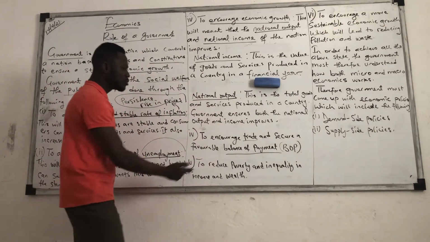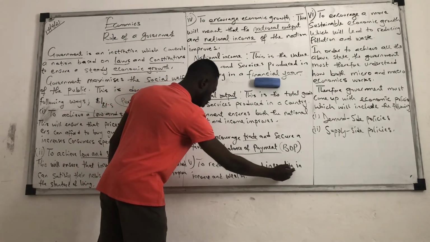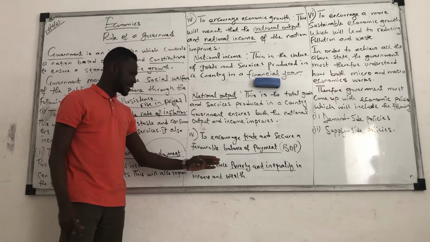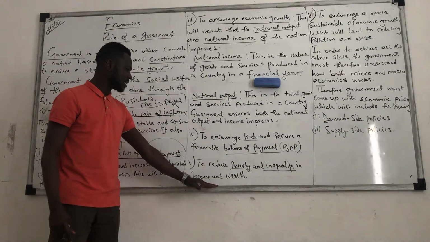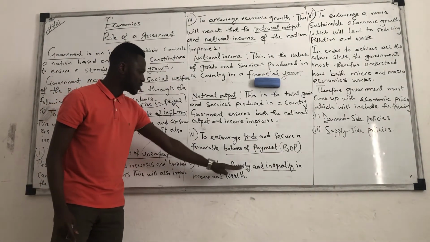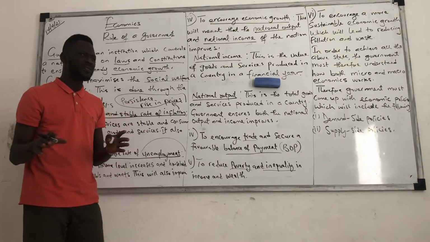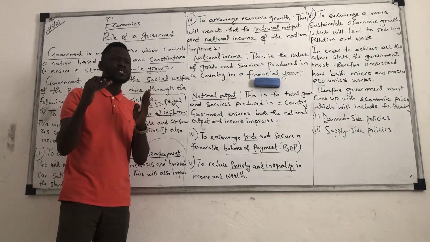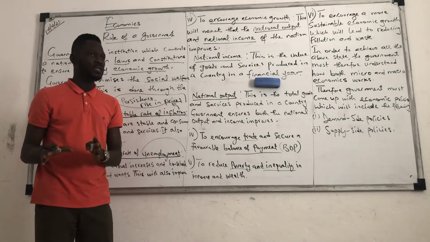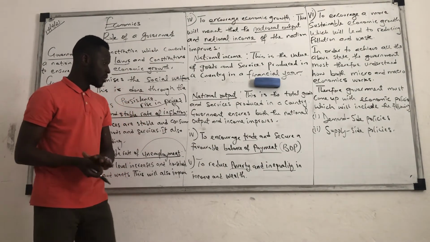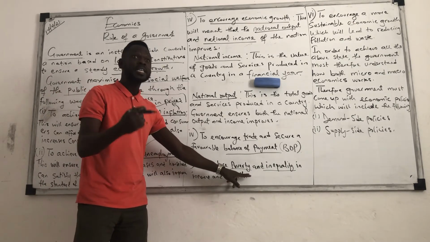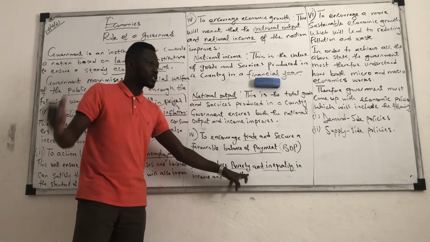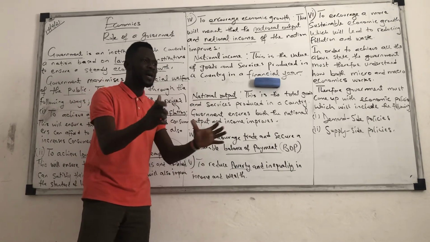The fifth one, to reduce poverty and inequality in income and wealth. What do we mean by to reduce poverty and inequality? What is poverty itself? What does poverty mean? Poverty means a country is not having a very stable standard of living. That is poverty. So, what the government tries to do is ensure that the whole society can be free from poverty, even if it's not all. But we are able to balance things up.